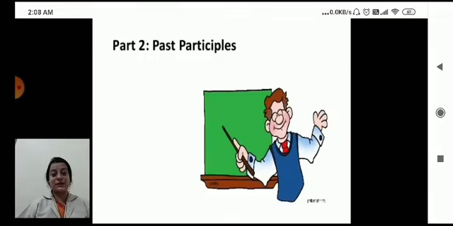We have already covered present participles, right? What are present participles? Present participles are words formed by adding ing to the base form of verbs, right? And today we are going to do past participles.